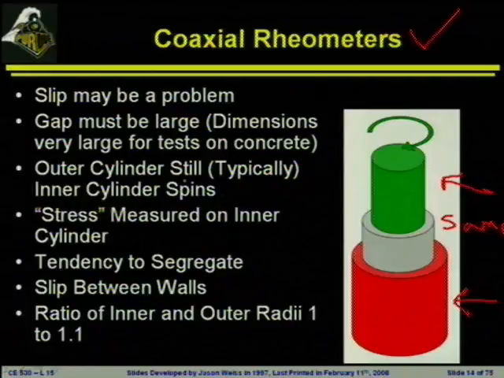The outer cylinder usually stays still. The inner cylinder spins. The stress is measured by knowing the torque on the inner cylinder as we rotate it at a constant rate. Now, generally, in order to get good measurements of this, you want to have a ratio between the inner and outer radius of somewhere around 1 is perfect. But obviously that would mean that the material is infinitely small. So usually you're looking at an inner and outer radius of about 1 to 1.1, which means that we need to have a very small wall thickness so that we can do a good calculation of the shear stress.